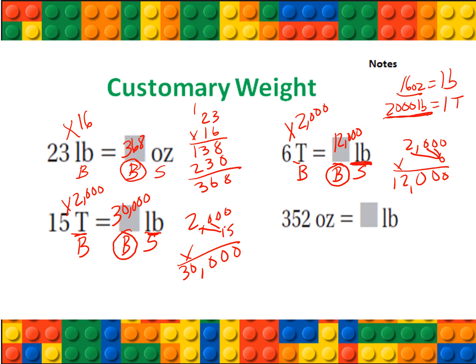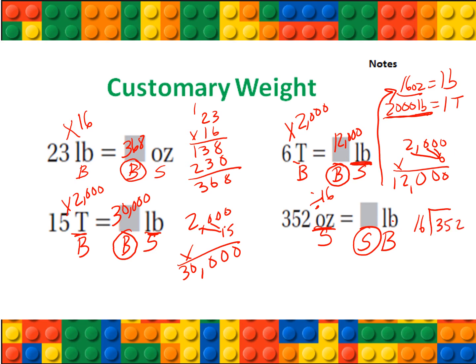352 ounces is equal to how many pounds? Ounces are small, pounds are big, so I'm looking for a small number. How do I find a small number? We divide. How many ounces in a pound? The answer is 16. So 16 divided into 352.